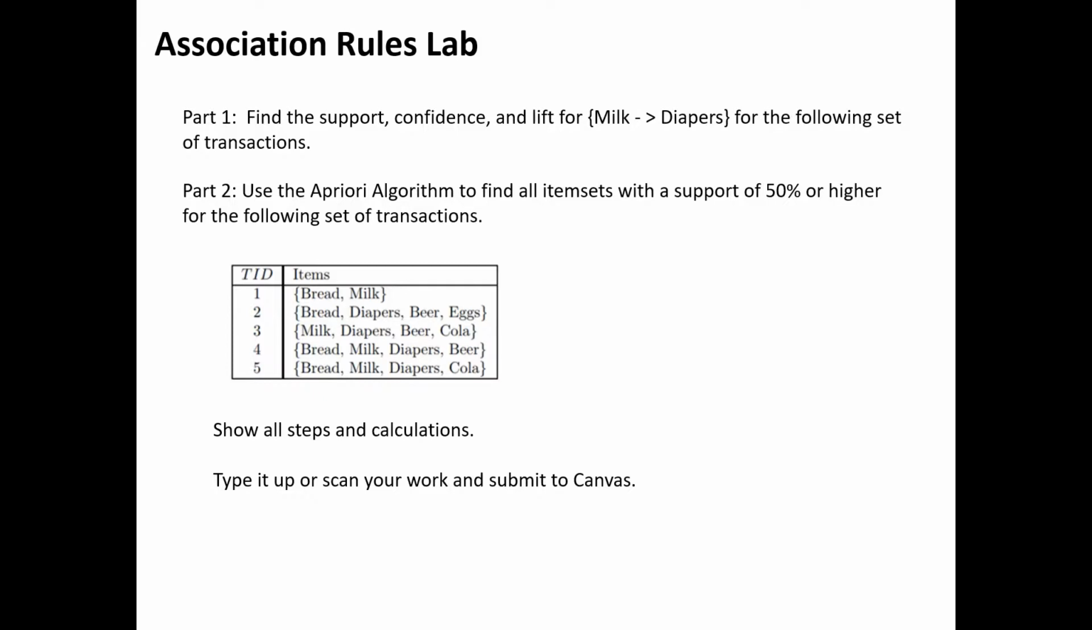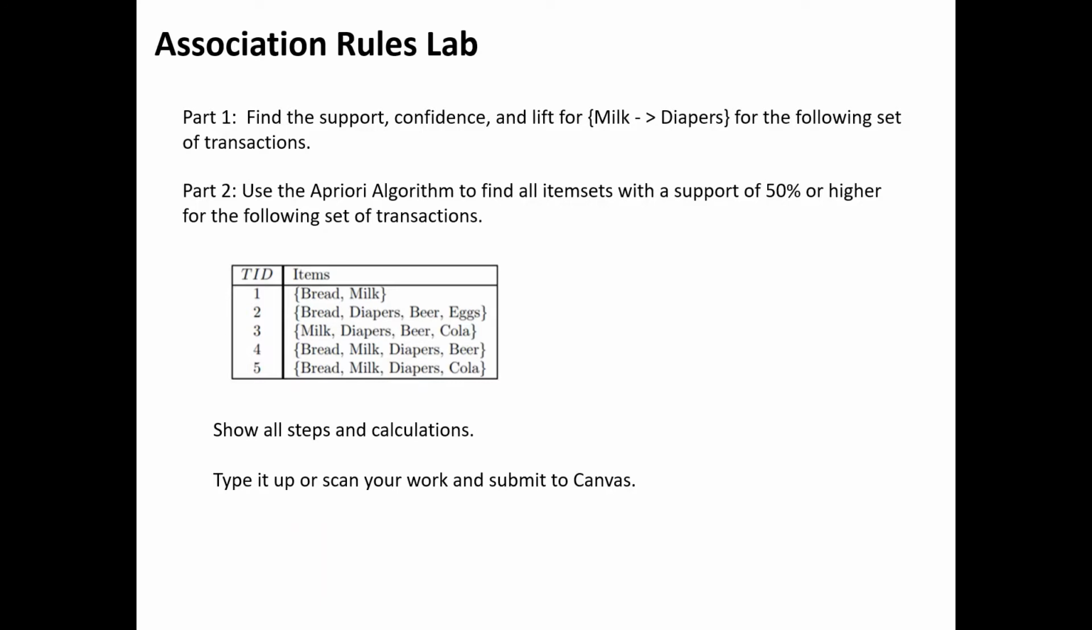So that's it for this lesson, and you have a lab to complete. There are 2 parts to this lab. The first one is to find the support, confidence, and lift for a particular situation. In this case, it's buying diapers given the fact that milk is also being purchased. So we have milk and then an arrow to diapers. And you see these transactions down below here are the transactions that we're talking about. Okay, so you want to find support, confidence, and lift for that situation.